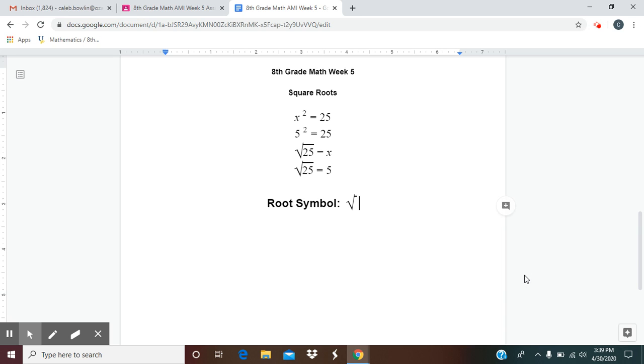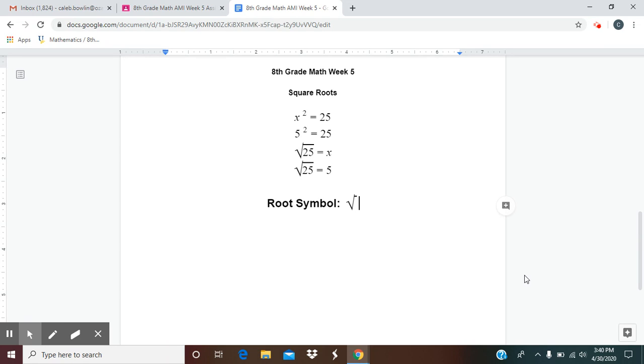Hello, 8th grade math. This is a video lesson to help you complete the second assignment of week 5 of AMI over roots. This is actually module 7, lesson 2. So we did Pythagorean theorem in lesson 1, where we were looking at how to find the missing side length of a right triangle. Well, starting in this lesson, we're going to go into how to find the exact answers to questions like that. And we're going to be looking at using what's called a root.